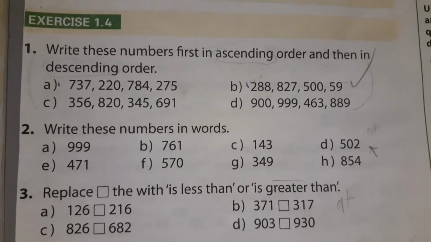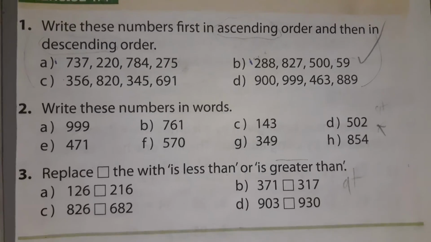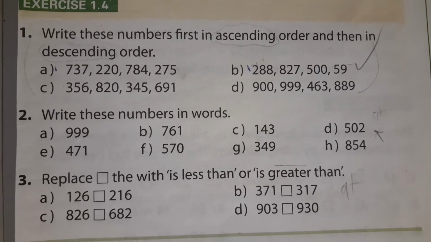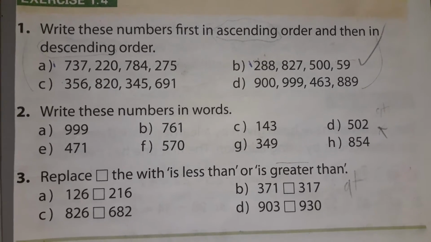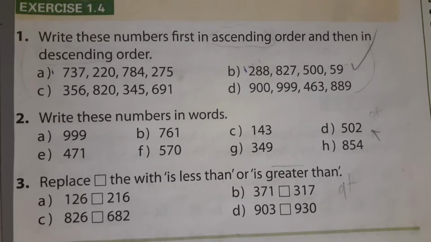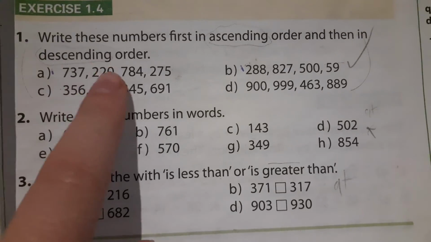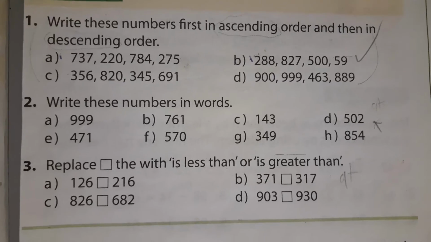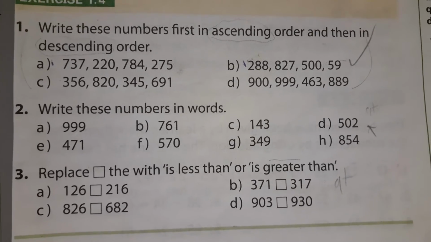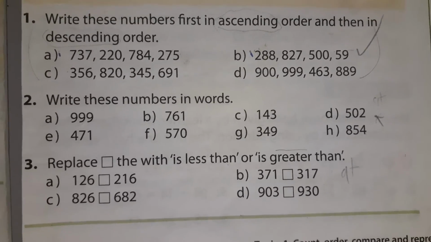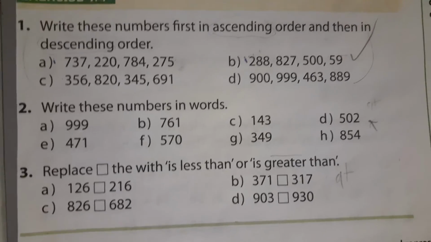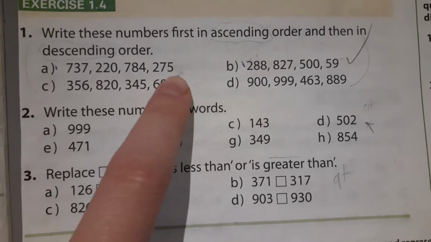But now if we look at exercise 1.4 on page 7, question 1 says, write these numbers first in ascending order and then in descending order. But the difference to these numbers than with the numbers we just did is they are all muddled up. It's not 1, 2, 3, 4, 5, 6. It's 1, 10, 20, 100. Okay.